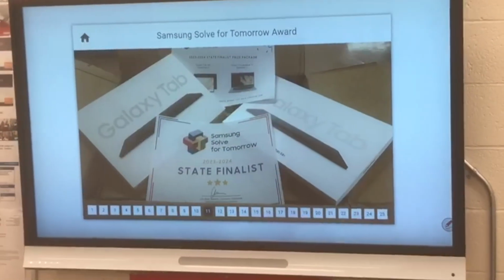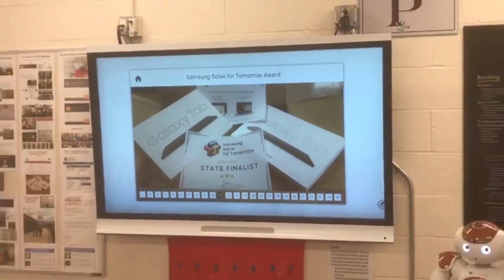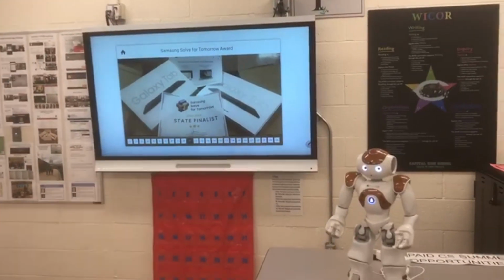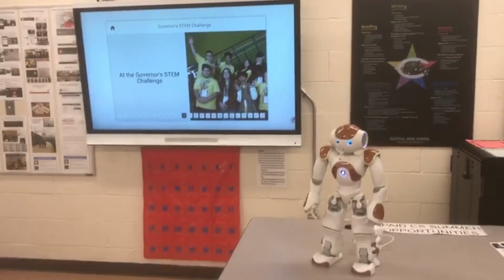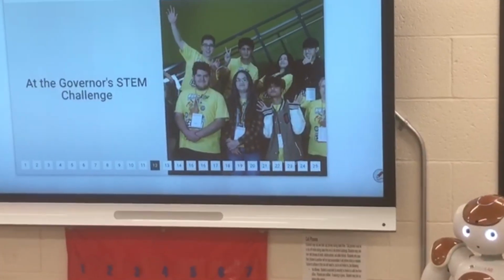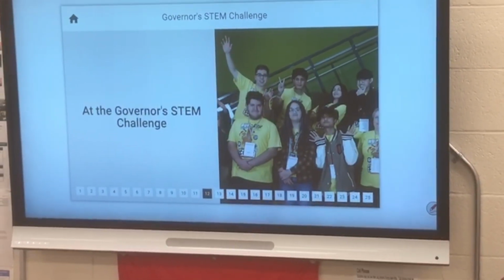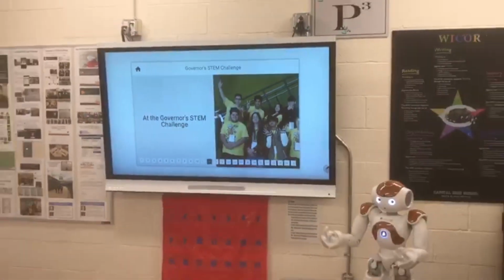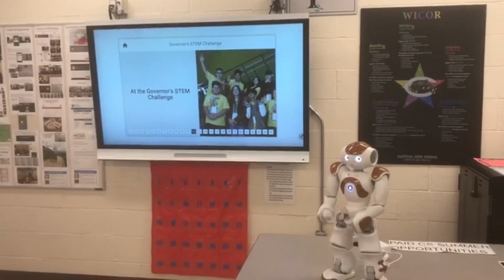The team received a wonderful award from Samsung in the form of 2 tablets and 2 Chromebooks. Scooby also won in the Governor's STEM Challenge. Because of its functionality, it was recognized and selected by the representatives from Los Alamos National Lab. Woohoo! Go Scooby!